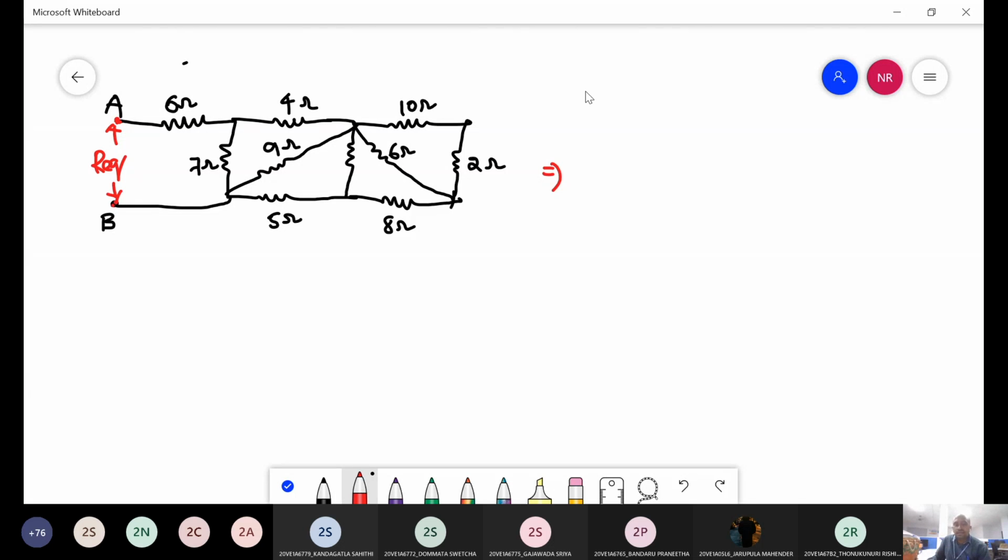Start from the other end side. Here 2 ohms, next immediately connecting 10 ohms. So what is the possible combination of 10 and 2? Is there any series parallel possible? Is there?